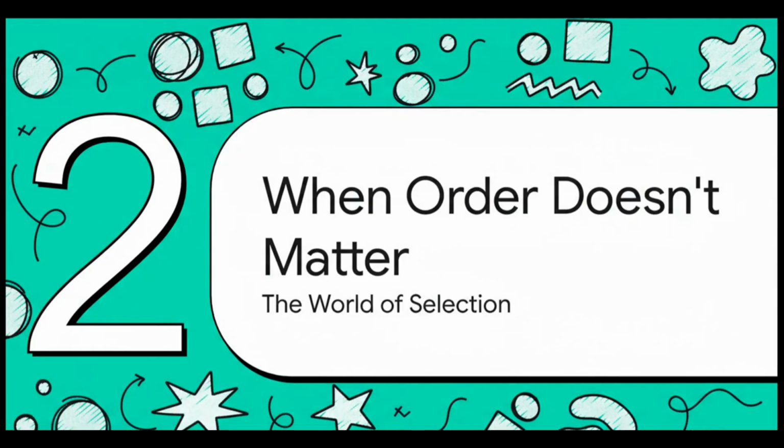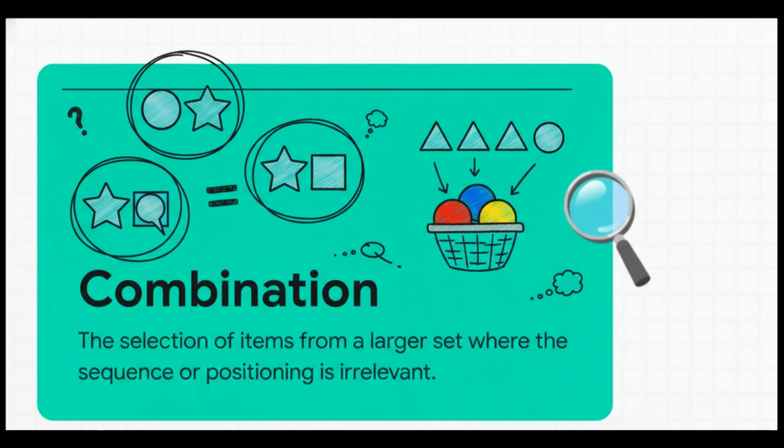Okay, so that's the world of strict order. But what happens when the order doesn't matter at all? Now we're entering a much more relaxed world. We don't care about the arrangement or the sequence. We just care about what ends up in the final group. And this is called a combination. And again, this definition is spot on. It's the selection of items where the sequence or positioning is irrelevant. The outcome is just the group itself, not the order in which you picked the members.